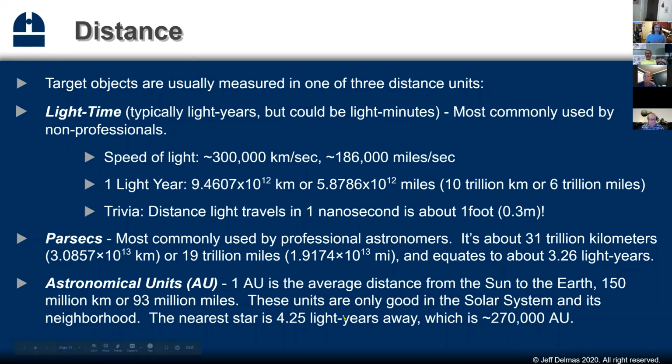So the distance to the nearest star is about 4¼ light years. I'm not going to get into a fight over which star is the nearest, but let's just assume it's 4¼ light years away, and that's about 270,000 astronomical units. So even the closest star is over 250,000 astronomical units away. So every other star is typically millions of astronomical units.